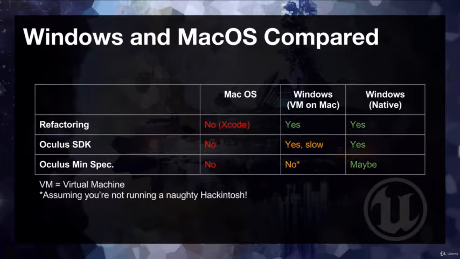The other thing about using macOS is the Oculus SDK isn't supported, the software development kit for the Oculus Rift VR headset, and Macs don't meet the Oculus minimum spec at the moment, unless you're running a naughty Hackintosh. So you could, in the middle column here, run a Windows virtual machine on a Mac, and that's fine. You can then use Xcode, you can do your refactoring. You can run the Oculus SDK, but it might be a bit slow, and you probably still won't meet the Oculus minimum spec. And finally, the best choice really is to get Windows, and then everything is green. Whether you meet the Oculus minimum spec depends on your graphics card mainly. Look at their website for the details, but it's a GTX 970 as the minimum. Don't worry about that now, that's much later in the course.